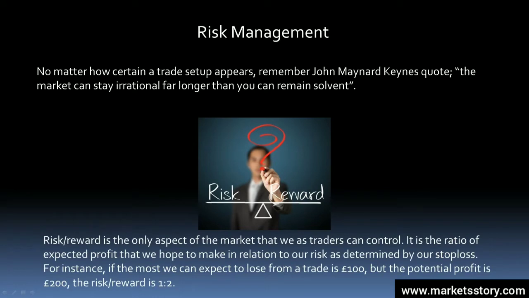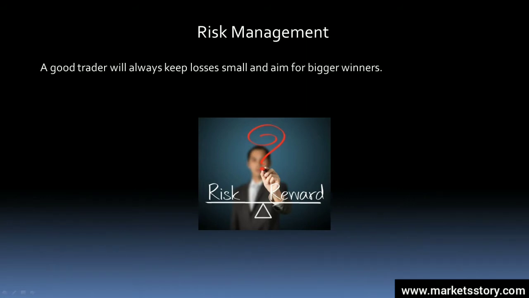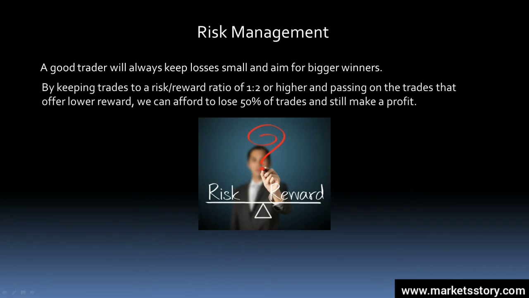Risk-reward is the only aspect of the market that we as traders can control. It's the ratio of expected profit that we hope to make in relation to our risk as determined by our stop loss. For instance, if the most we can expect to lose from a trade is £100, but the potential profit is £200, the risk-reward is 1 to 2. A good trader will always keep losses small and aim for bigger winners. By keeping trades to a risk-reward ratio of 1 to 2 or higher and passing on the trades that offer lower reward, we can afford to lose 50% of the trades and still make a profit.